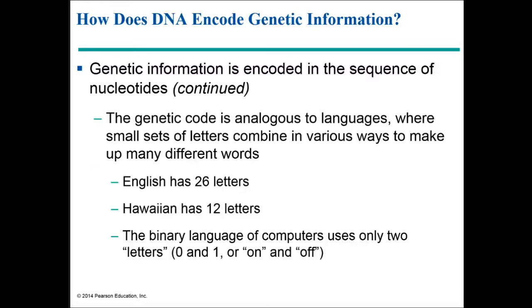The genetic code is analogous to language, where small sets of letters combine in various ways to make up many different words. English has 26 letters. Hawaiian has 12 letters. The binary language of computers uses only 2 letters. In the case of DNA, the language of genetics is dictated by 4 letters: A, T, G, and C.